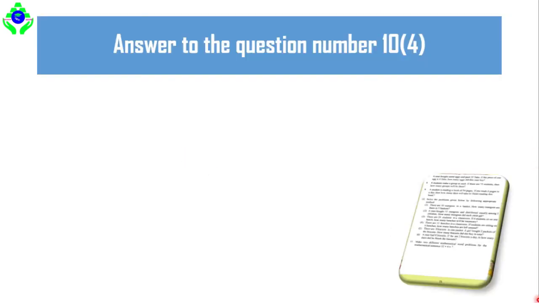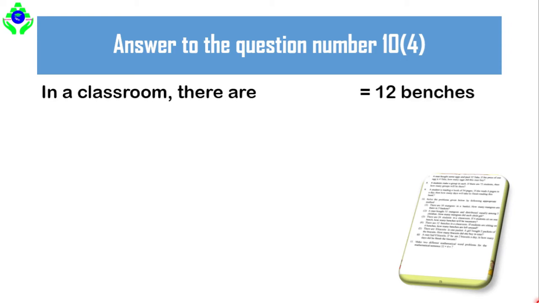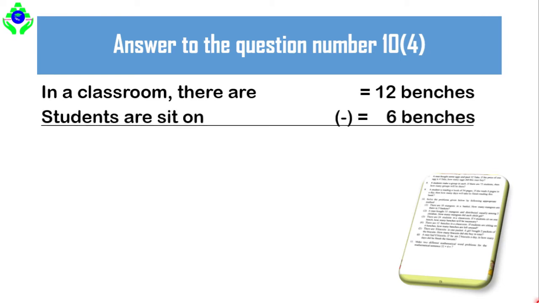At the top of the solution, you should write, in a classroom there are 12 benches. After that, you need to write that students sit on 6 benches. As I mentioned earlier, as it's a question of decreasing, you need to write a minus sign so that your examiner can easily understand what you want to do. Okay, so 12 minus 6, if we subtract, it will be like that. Benches left: 6. So it's very easy.